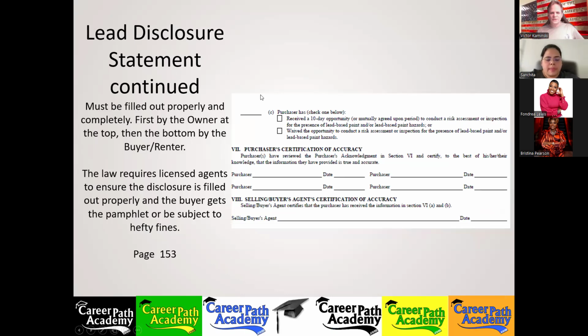That's just a continuation of the lead statement, for the last item that they need to initial next to and check off, that they received that 10-day opportunity or they waived it for the lead inspection. And then the renters or buyers would sign and date, and same thing with their agent.